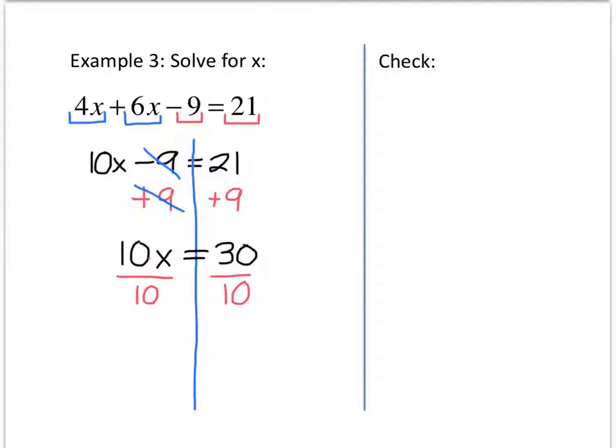And this leaves me with just x equal to 3. And a reminder that a 10 over the 10 just divides to 1. So we do not need to write the multiplication by 1. Or in other words, those cancel.